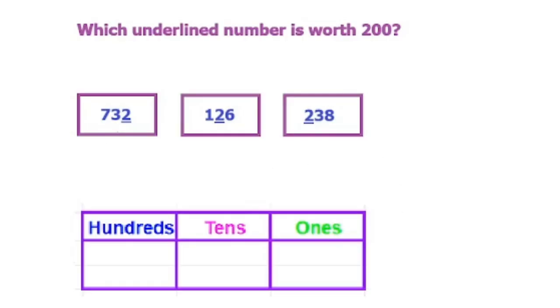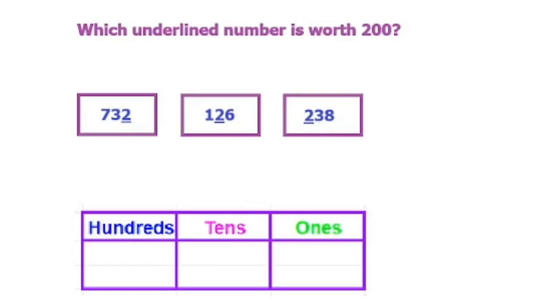So for this number, 732, the 2 is underlined, but this is in the ones. So this is not worth 200. It's only worth 2. Let's look at this number, 126. The 2 is underlined here, and this 2 is in the tens column, so that 2 is only worth 20.